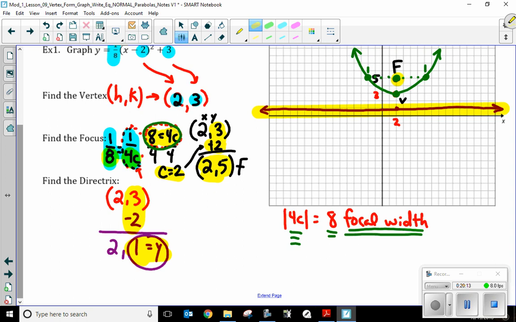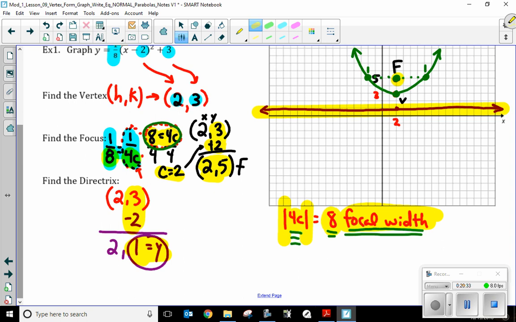And last but not least, how wide is this? Well, whatever 4C is, that's something we call our focal width. We just take the absolute value of it because if it's -8, I would still make it 8 wide. Okay, distance can never be negative. Okay, so it's 8 wide.